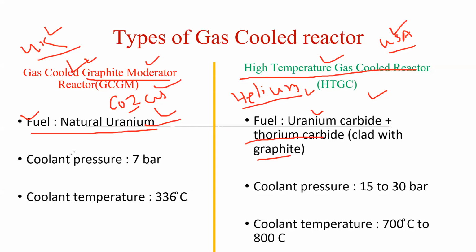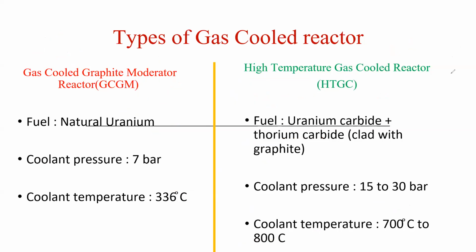Now talk about the pressure. The coolant pressure here is 7 bar, which is low pressure, and here the coolant pressure is 15 to 30 bar, which is quite high compared to the gas cooled graphite moderator reactor. Next is coolant temperature. Here we use 336 degrees Celsius, and here we use 700 to 800 degrees Celsius. What is the conclusion? This reactor deals with high pressure and high temperature.